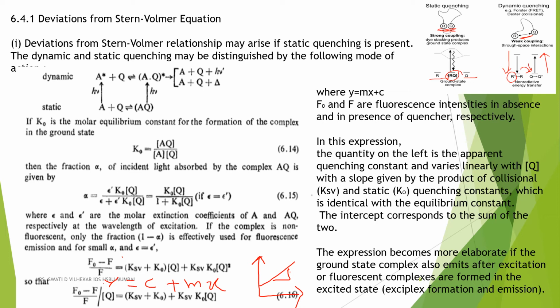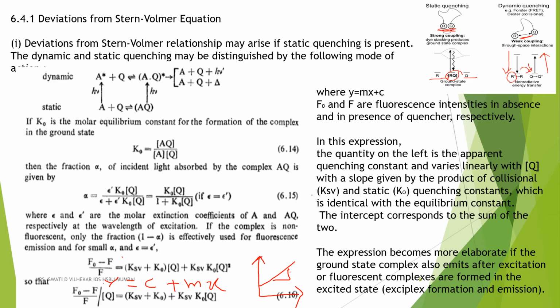So alpha will be given by epsilon dash, the molar extinction coefficient. That is the ability to absorb radiation by a particular molecule, and that ability depends on the structure of the molecule as well as its chemical composition. So alpha will be equal to epsilon dash, the ability of AQ to absorb radiation, times K0 times Q, divided by epsilon for A plus epsilon dash K0 times Q.